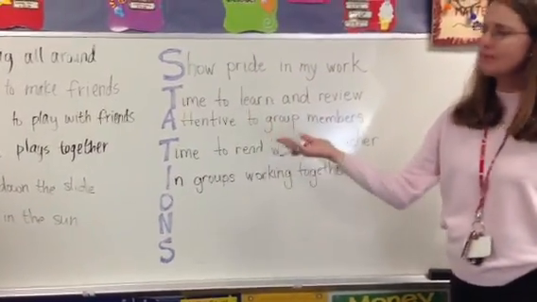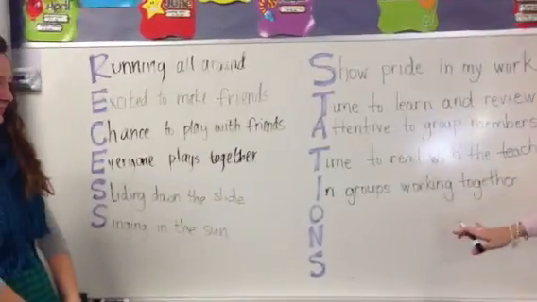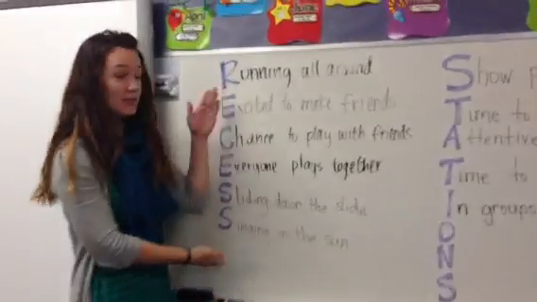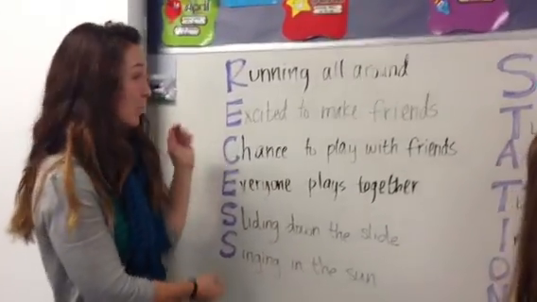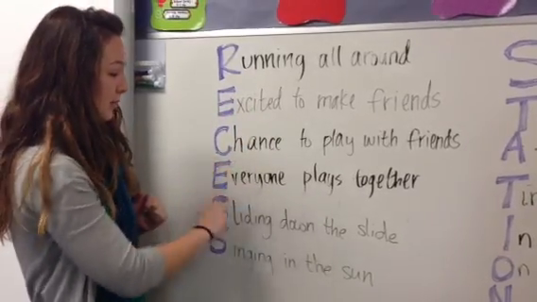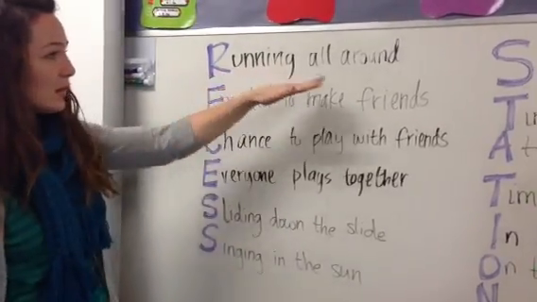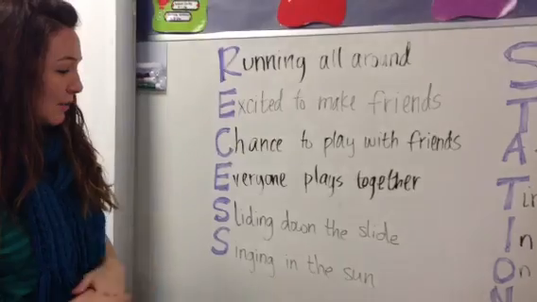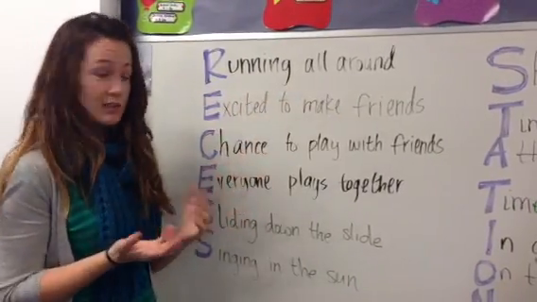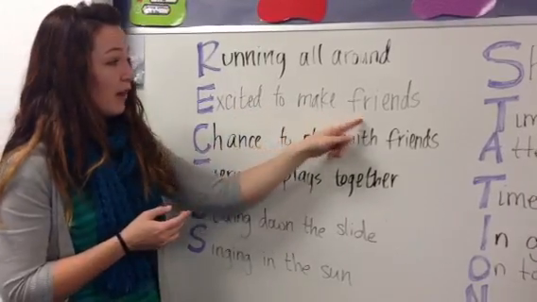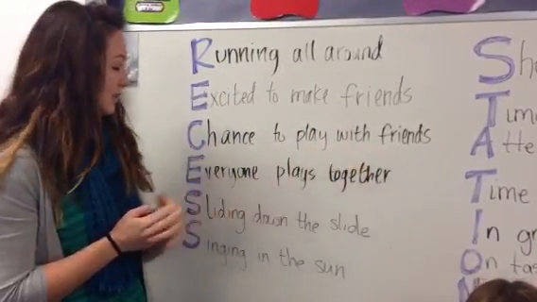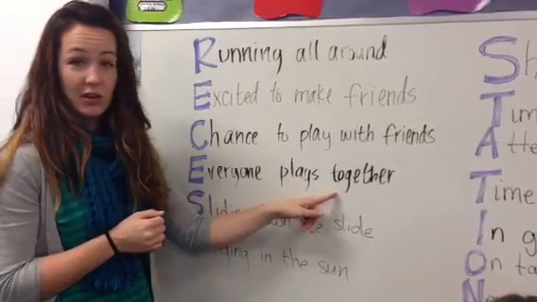I think I'm going to go ahead and finish this acrostic. While I do that, Miss Peoples, would you like to review how to make an acrostic? And I'll keep thinking of these lines. Great idea. If you'll notice, I finished my acrostic. Now remember, my word was recess. So all of my ideas are about recess. I'll read the ones I already did, and you can see the ones that I came up with and see if they're a good idea. Running all around at recess. Excited to make friends at recess. It's a chance to play with friends. Everyone plays together at recess.